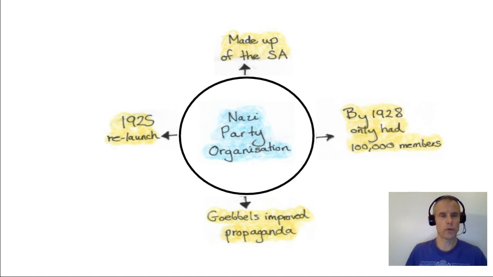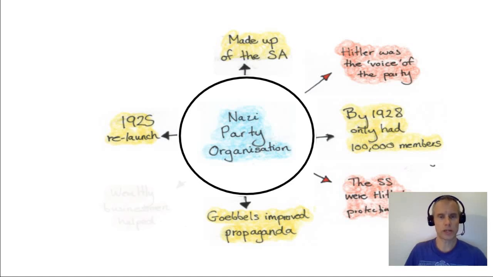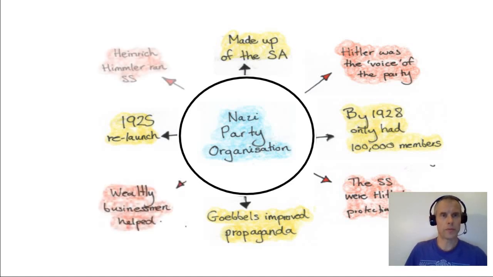Once they've established their 4, you can go around the class and ask them what are the points that they've got, as an additional way of engaging with what they put down. The next phase then is to add another 4 points. Like in this instance, Hitler was the voice of the party, the SS were Hitler's protection squad, wealthy businessmen helped the Nazi Party, and Heinrich Himmler ran the SS. So they've upped the ante now in terms of writing more points, again, not having textbooks open or anything along those lines, and then you can get them to compare what they've done.